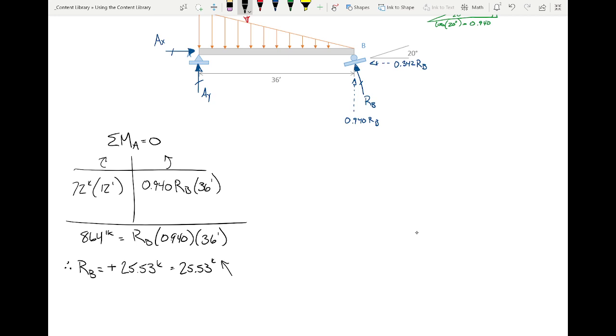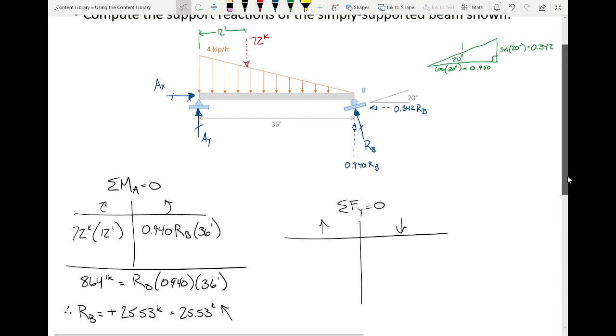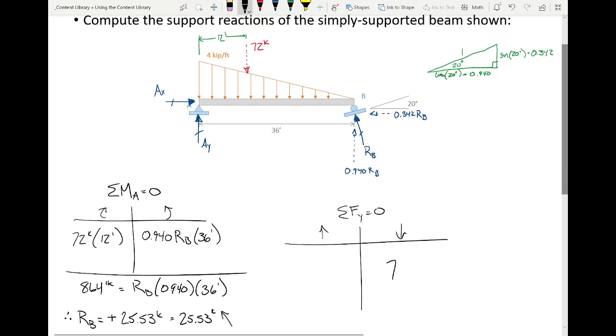Sound good? All right, which one do you want me to do? Sum of forces in the Y or sum of forces in the X? Doesn't matter. Let me pick one. Y. So if I go up here, the only thing I have going down is 72 kips. And as for what's going up, I have AY and I have 0.940 RB.